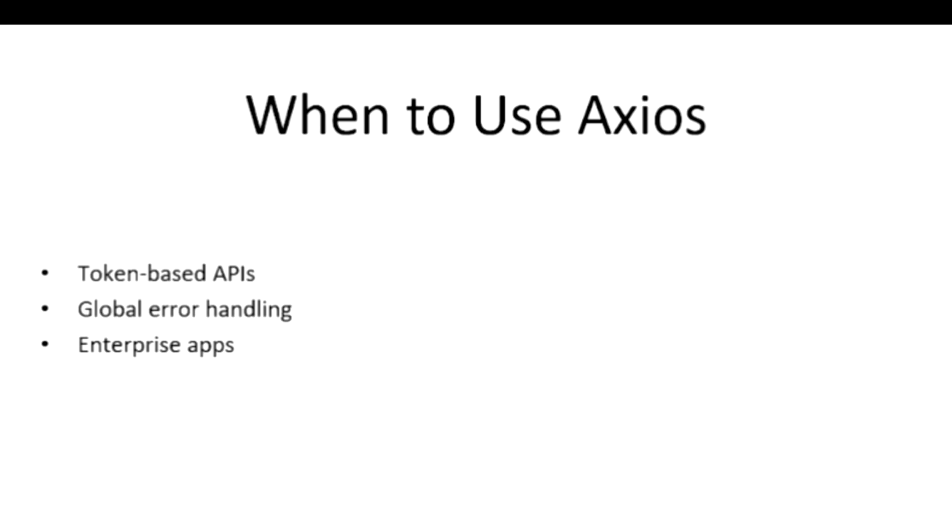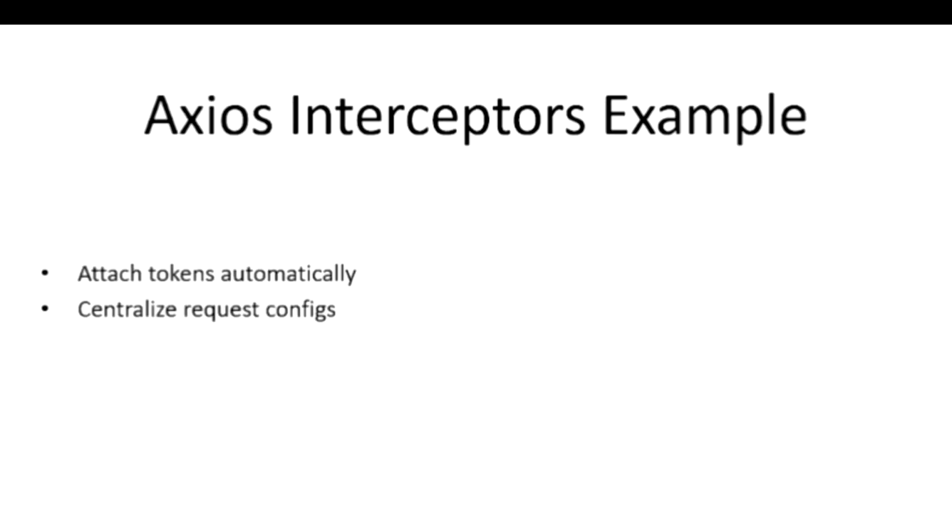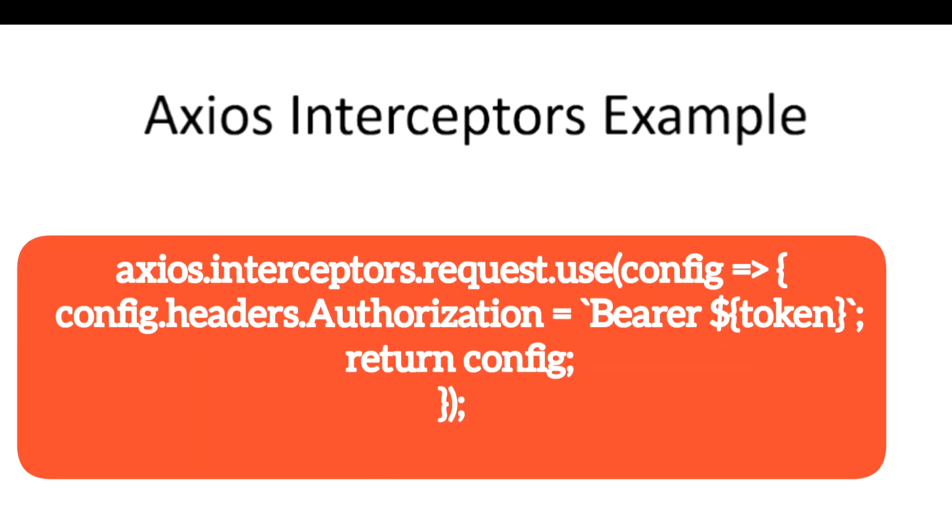Now, let's understand an Axios interceptors example. As I told you, we use interceptors, so what are they and how can we use them? Here is a real world example where Axios shines. Let's say you need to attach a token to every API request. With Axios interceptors, you can do this globally. With the help of interceptors, you don't need to manually add headers in every API call. This is one of the main reasons large projects prefer Axios.